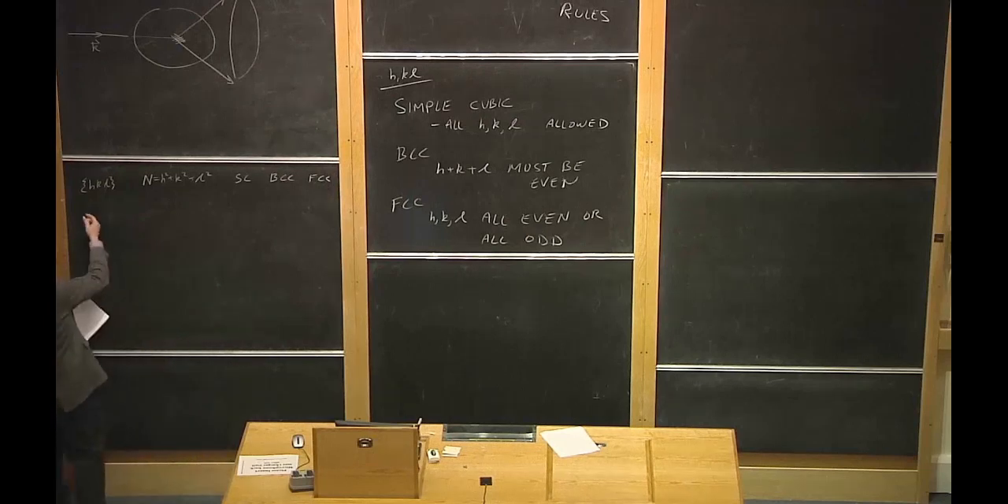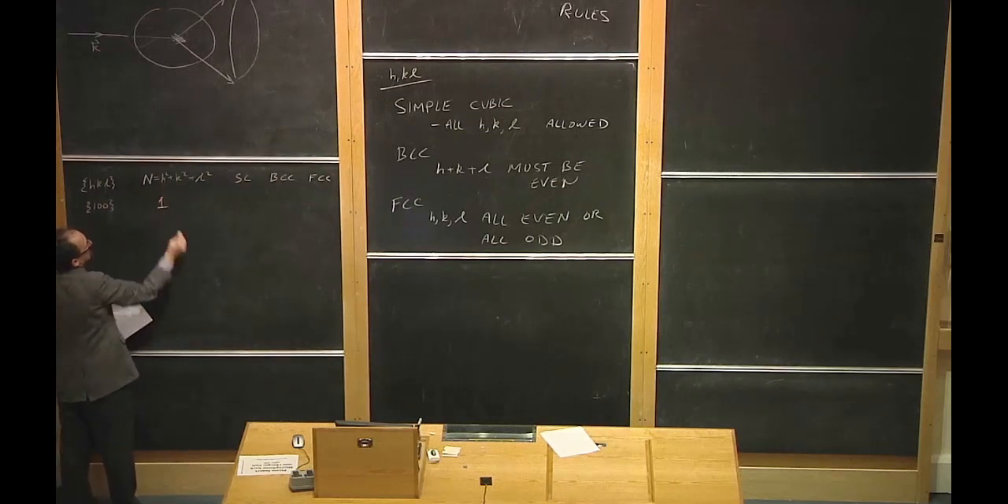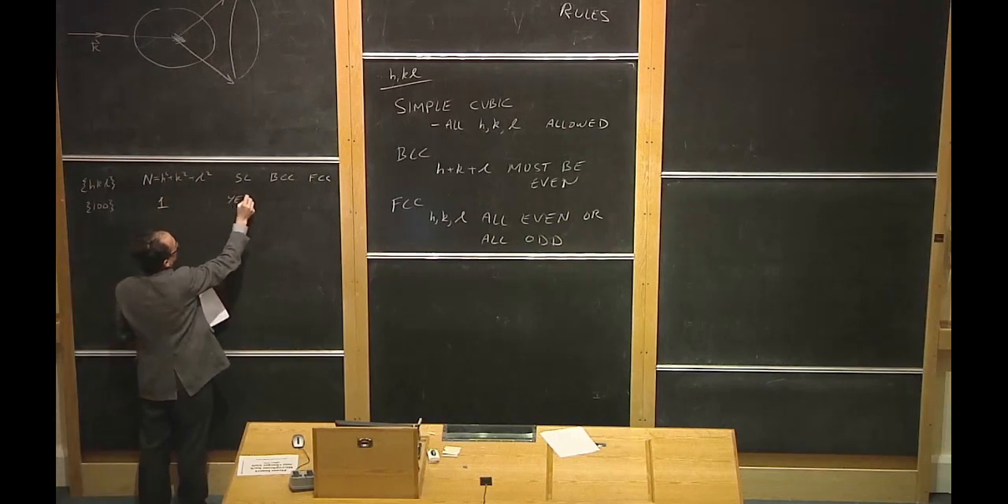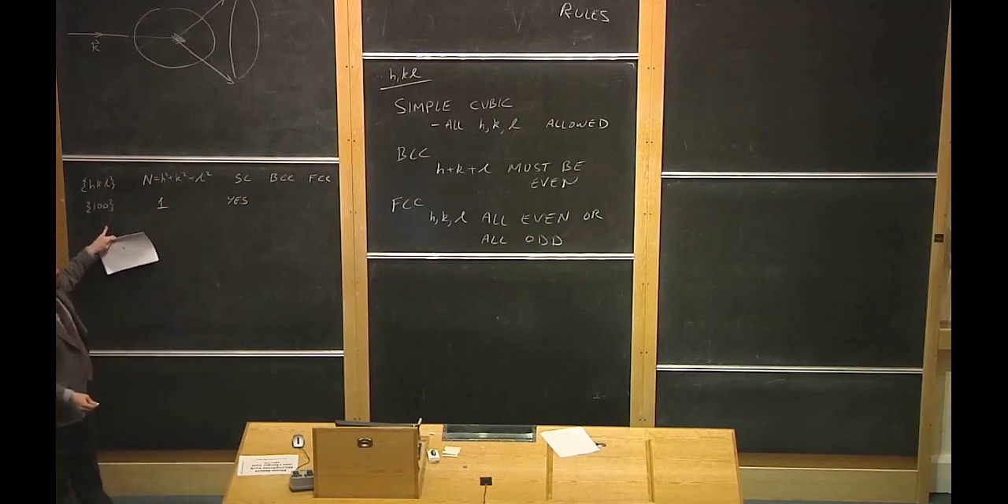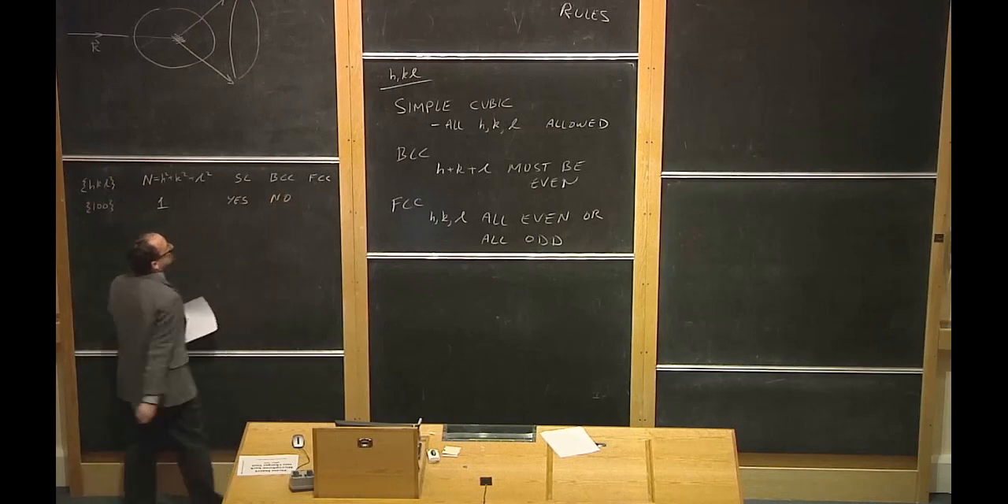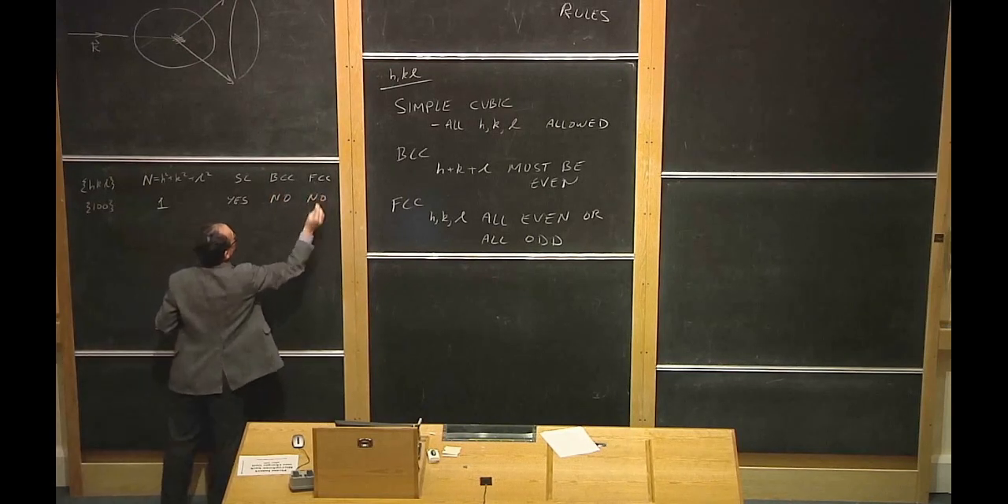So what's the simplest possible family of lattice planes we could be talking about? We could be talking about 1, 0, 0. So n, h squared plus k squared plus l squared, is 1. Simple cubic, yes, that's allowed. All h, k, and l are allowed for simple cubic. BCC, it's not allowed because 1 plus 0 plus 0 is odd, so this is no. FCC is not allowed because they're not all odd or all even.